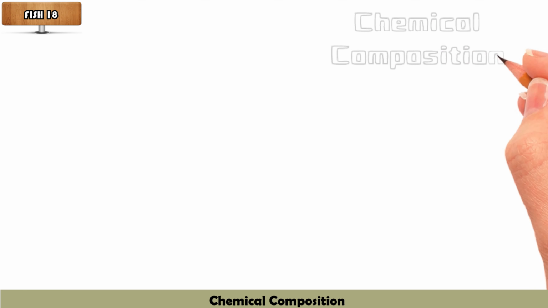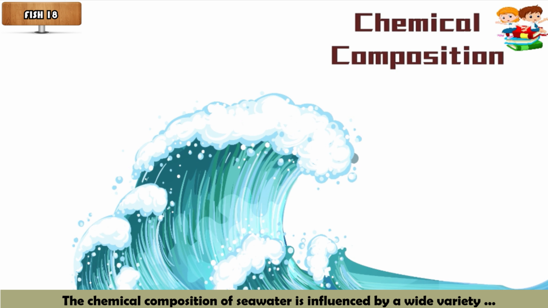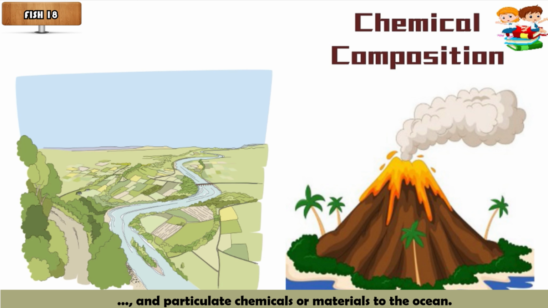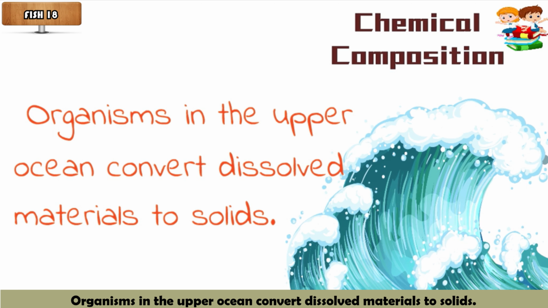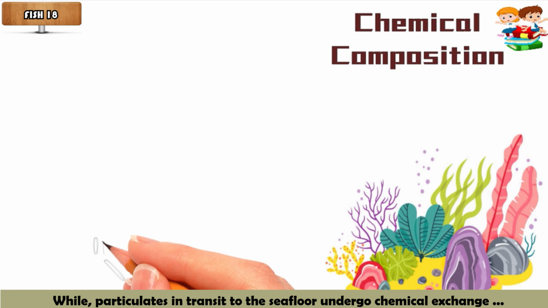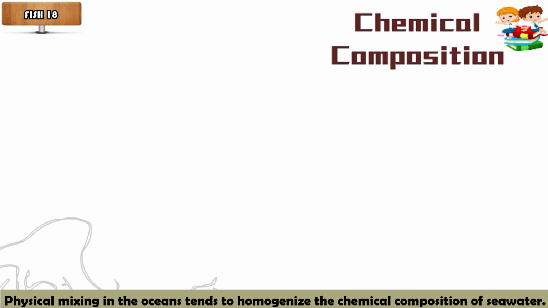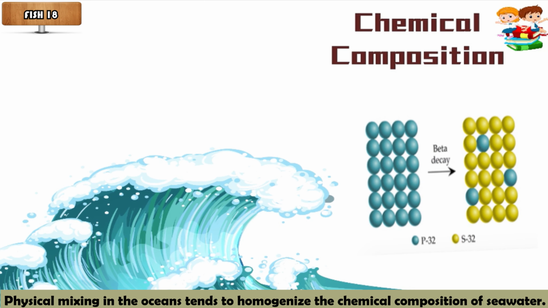Chemical composition. The chemical composition of seawater is influenced by a wide variety of chemical transport mechanisms. Rivers and hydrothermal solutions add dissolved and particulate chemicals or materials to the ocean. Organisms in the upper ocean convert dissolved materials to solids, while particulates in transit to the seafloor undergo chemical exchange with surrounding solutions. Physical mixing in the oceans tends to homogenize the chemical composition of seawater.